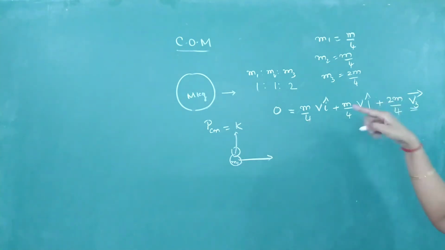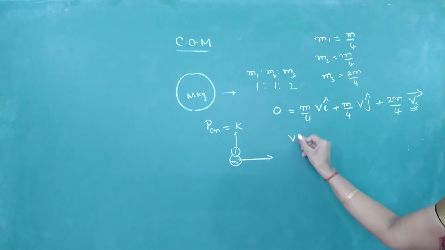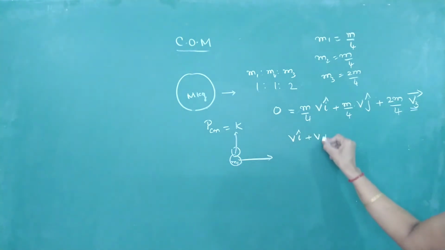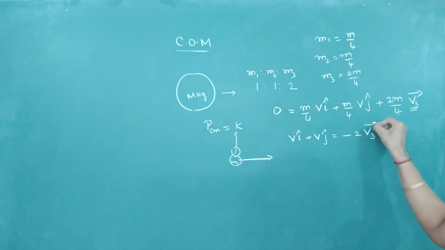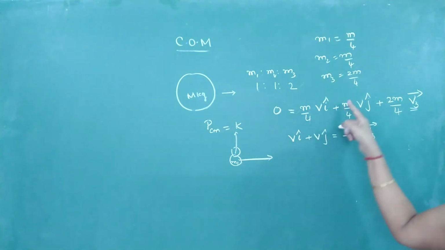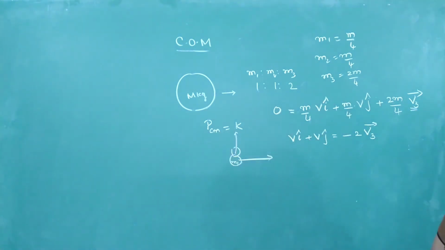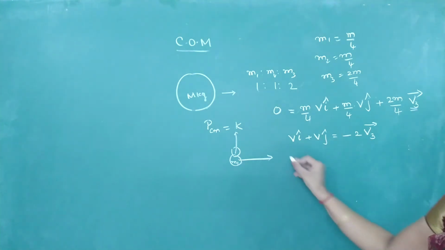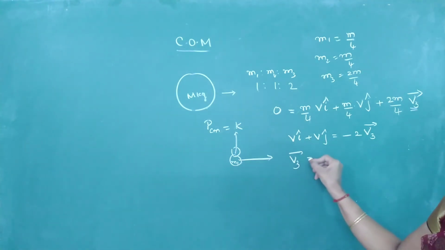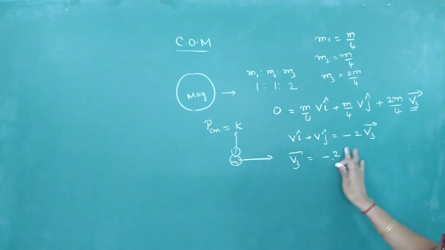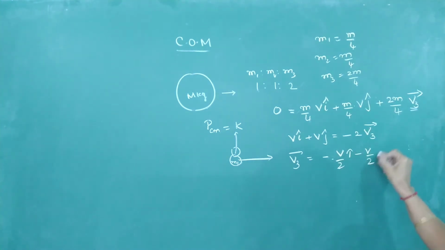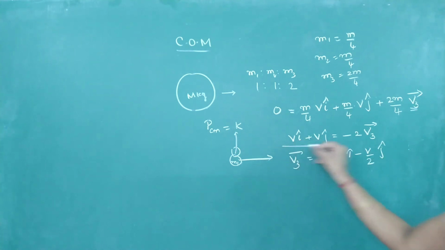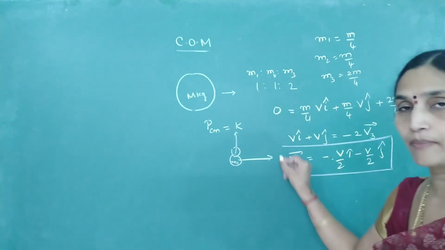So equate them and find out what v3 comes out to be. This 4 and M will anyway cancel. So v i plus v j is minus 2 times v3. M by 4, M by 4, M by 4, I have taken it to 0. So we want v3. What is the v3 vector equal to? Minus v by 2 i cap minus v by 2 j cap. So this gives you the velocity vector for the third particle.